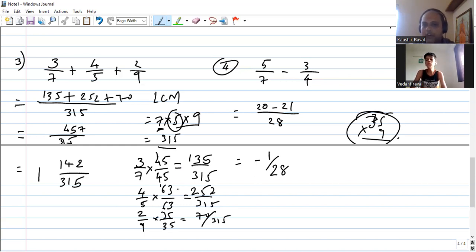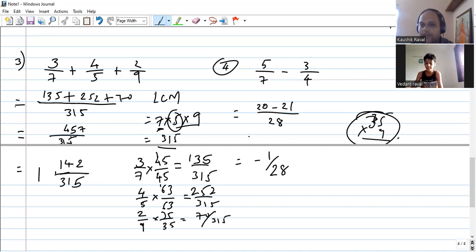So I have converted all these 3 fractions into their equivalent forms, their multiples, and then we have added them all. Now the denominator is the same, so we can add all the numerators. The numerators added give the answer 457, and the denominator is still 315. Now you have got another improper fraction, so you divide 457 by 315. You will find that the remainder is 142. So you write down 1 whole 142 by 315. Did you get it?